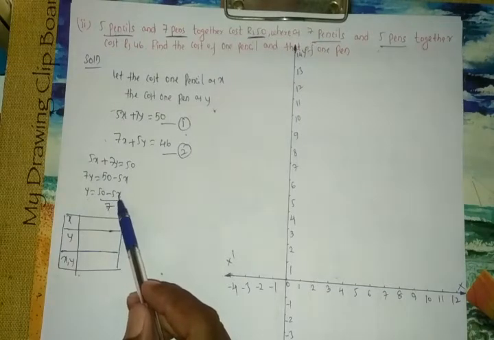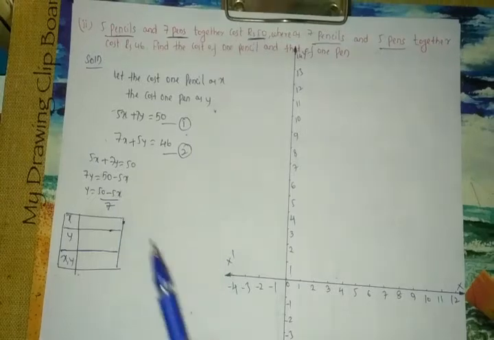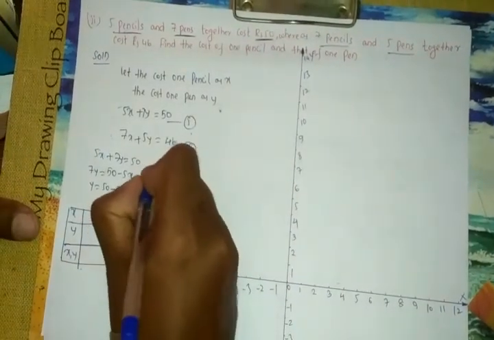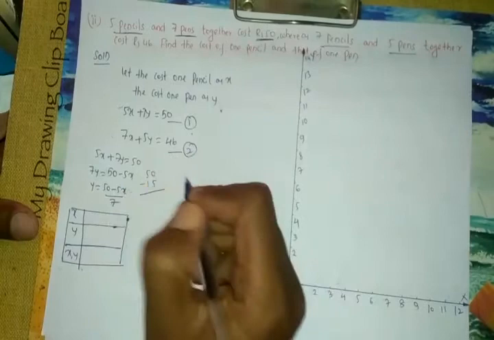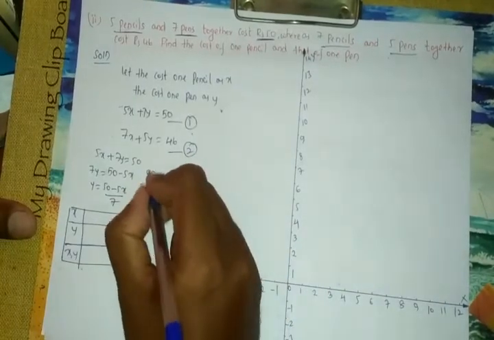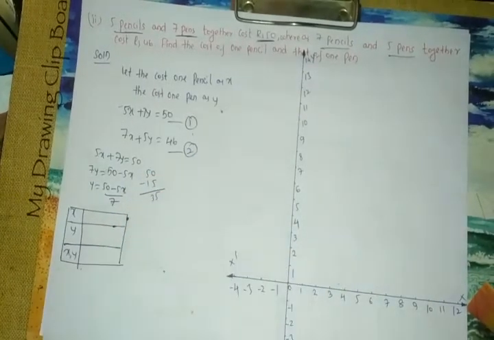Now if I take 3, 5 threes are 15. So 50 minus 15, I will get 35. So 35 is divisible by 7.